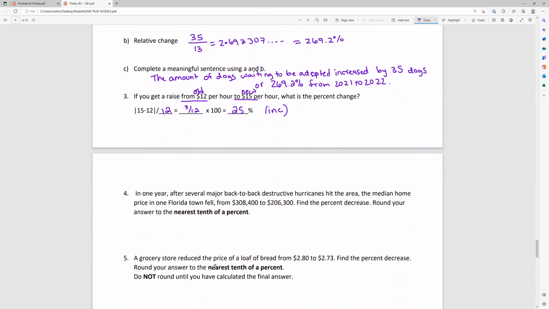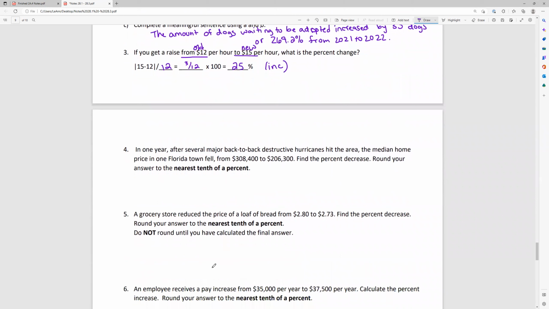All right, let's look at this one. It says, in 1 year after several major back-to-back destructive hurricanes hit the area, the median home price in one Florida town fell from $308,400 to $206,300. Find the percent decrease. So they're already telling you it's a decrease. Round our answer to the nearest 1/10 of a percent. So this is new. This is the old. So new minus old, and an absolute value on top divided by the old.